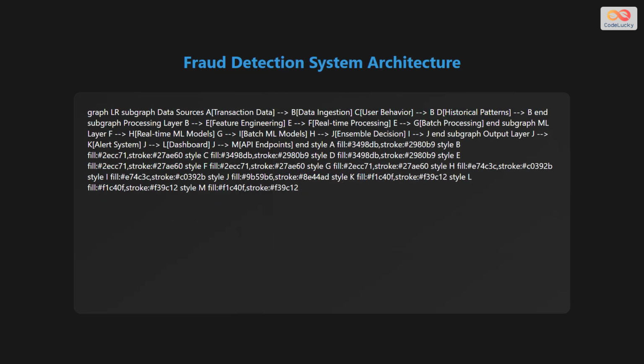This diagram illustrates a typical fraud detection system architecture, showing the flow of data and processes involved. Data sources such as transaction data, user behavior, and historical patterns feed into the data ingestion stage. Next is the processing layer, where feature engineering is performed, followed by real-time and batch processing. The machine learning layer consists of real-time and batch machine learning models, which contribute to an ensemble decision. Finally, the output layer includes an alert system, dashboard, and API endpoints for various actions and insights.